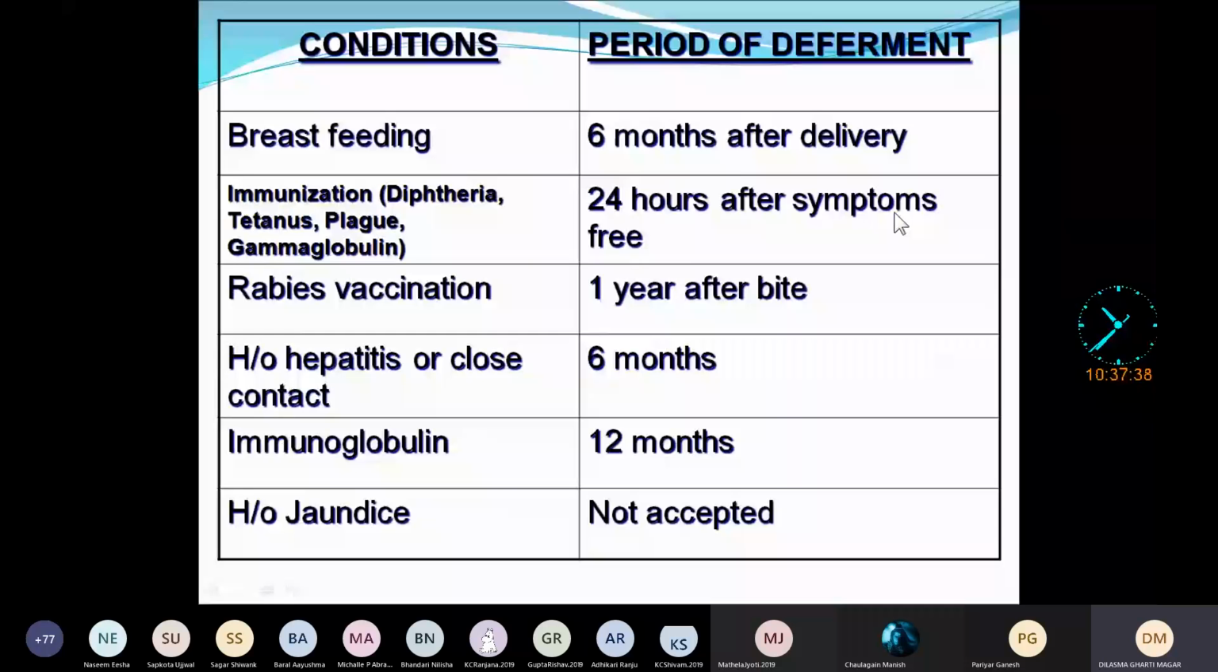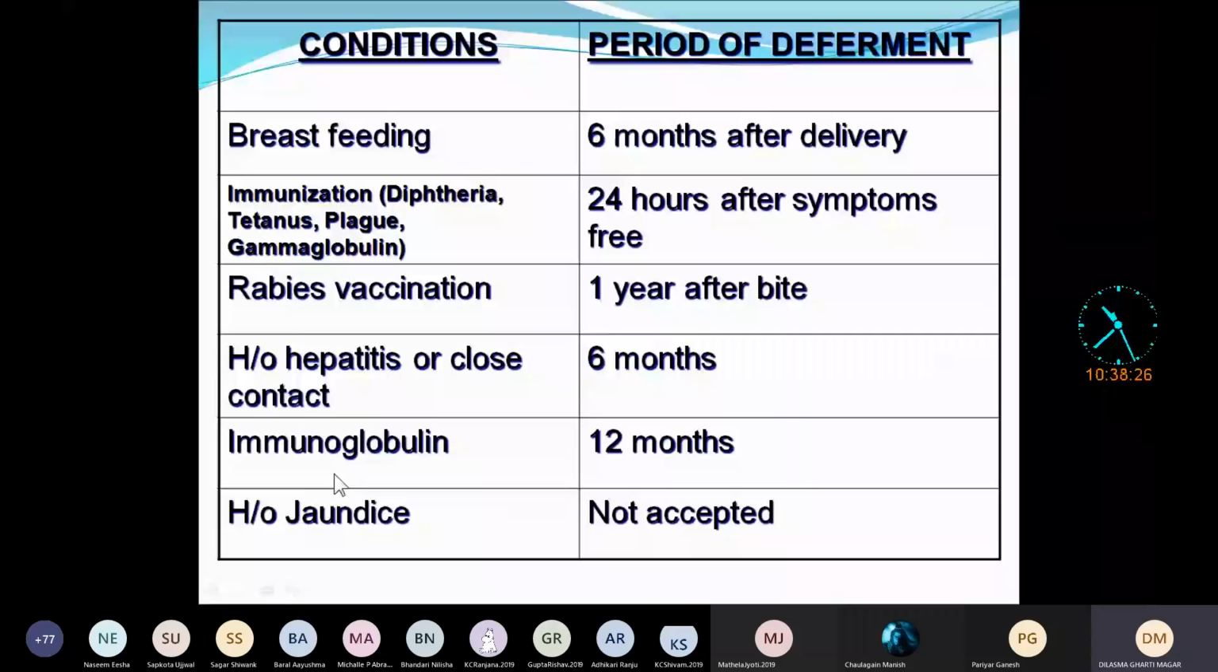And in case of the rabies vaccination, I already told you, 1 year after the animal bite or rabies vaccination. So only 1 year after the person has taken the rabies vaccination can the patient donate the blood. And also in case of a history of hepatitis and close contact, one should not take the blood for 6 months. So history of hepatitis is a transmissible disease, isn't it? There are different types of hepatitis, hepatitis B, C, everything. So we will not take the blood for 6 months. And in case of immunoglobulins, it is for 12 months.